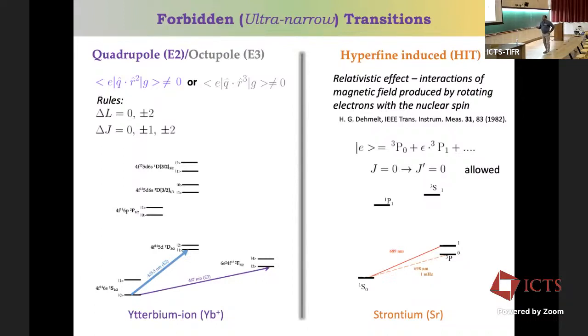So we have to choose this kind of transition to build an atomic clock rather than just electric dipole transitions. For example, this S to P transition is an electric dipole transition which has a line width of 10 megahertz, whereas this one has a line width of 3 nanohertz.